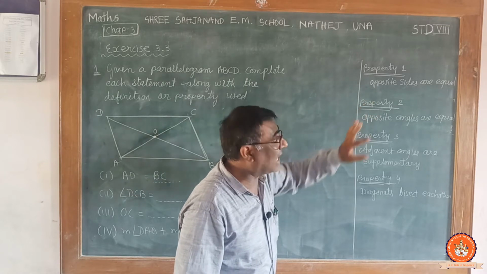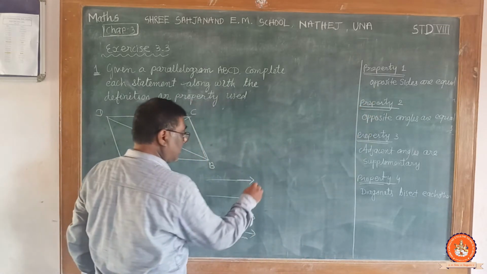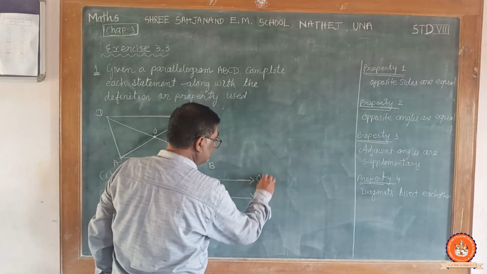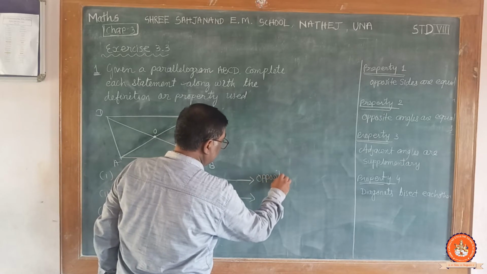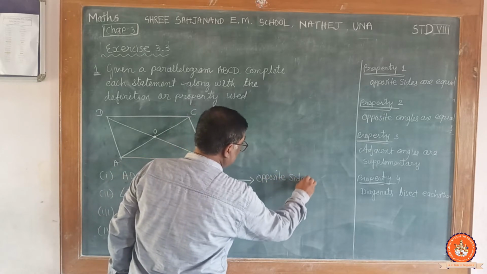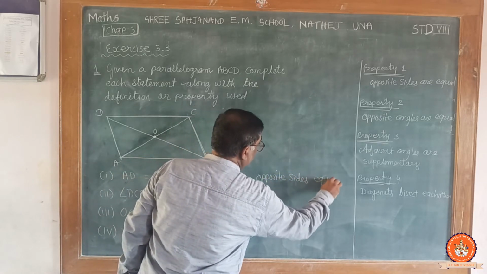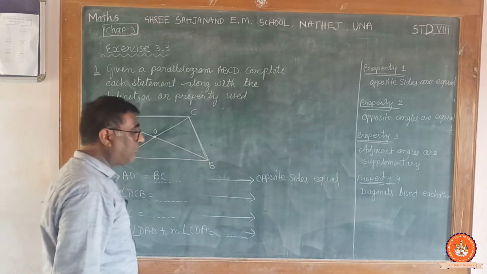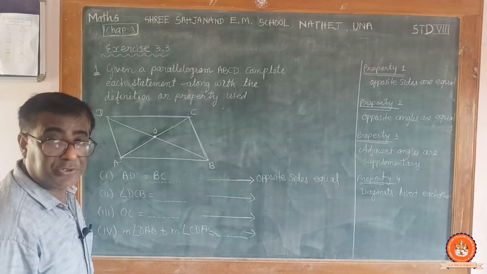Opposite sides are equal. So property number 1: opposite sides are equal in a parallelogram. Okay, in a parallelogram, which is understood.